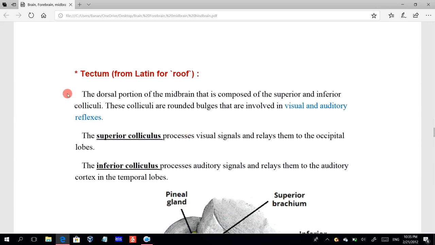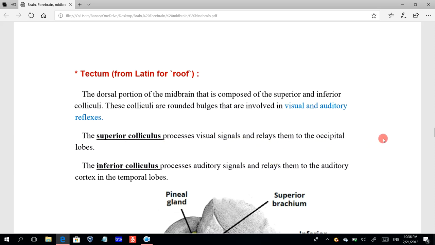The tectum, which is the dorsal part, the word tectum is from the Latin for roof, meaning the roof. That is why it is dorsal. The dorsal portion of the midbrain is composed of the superior and inferior colliculi. These colliculi are rounded bulbs that are involved in the visual and auditory reflexes. The superior colliculus processes visual signals and relays them to the occipital lobes.